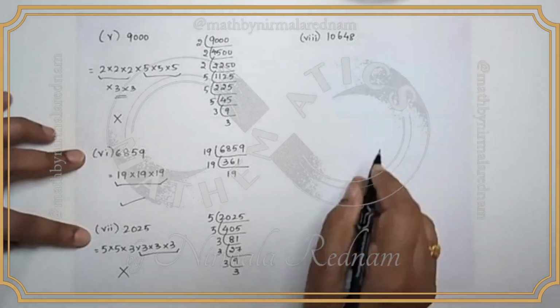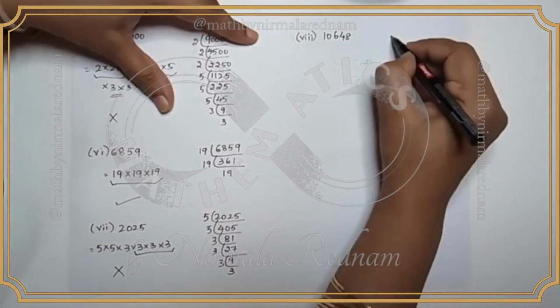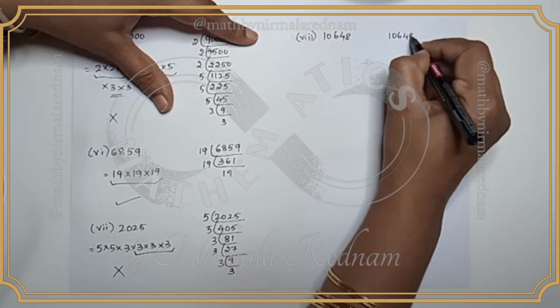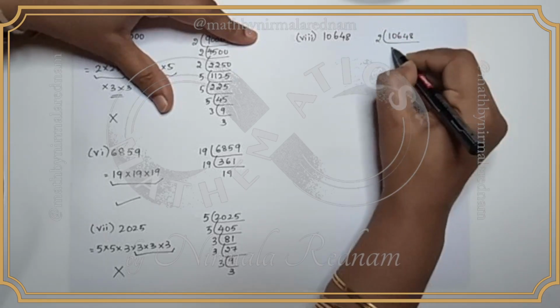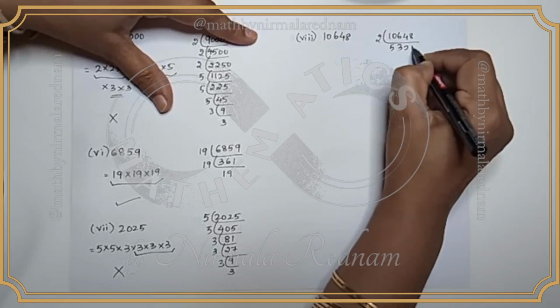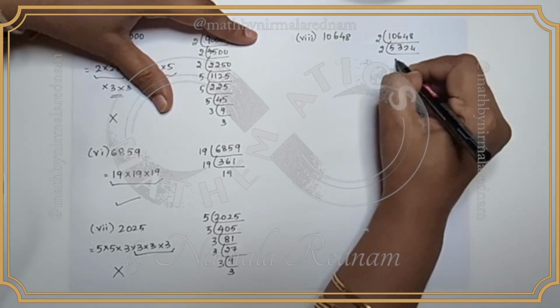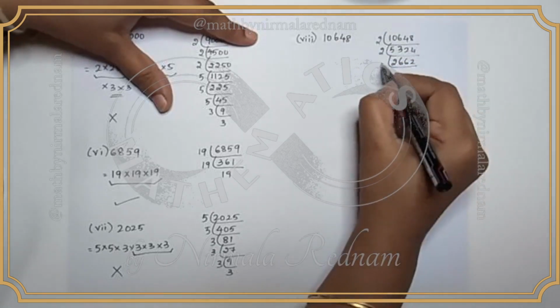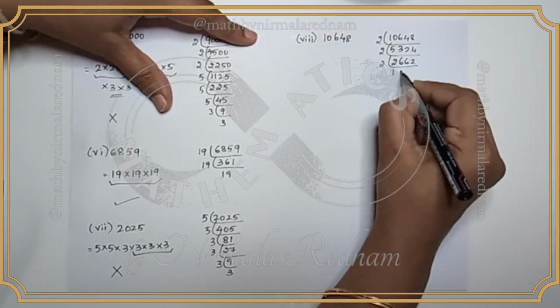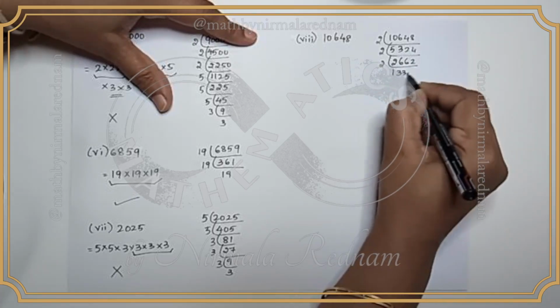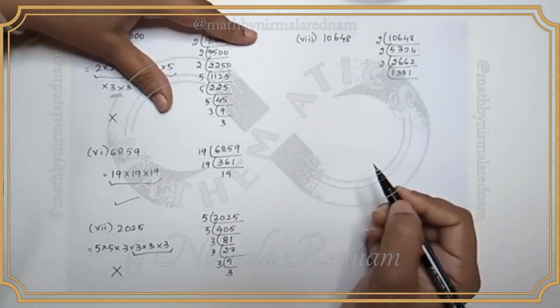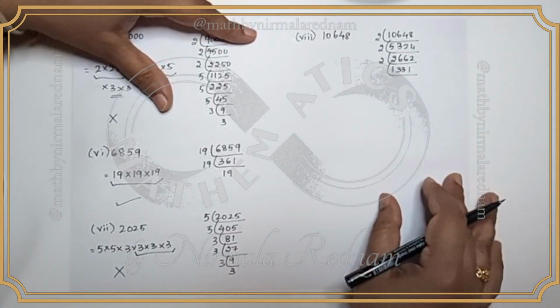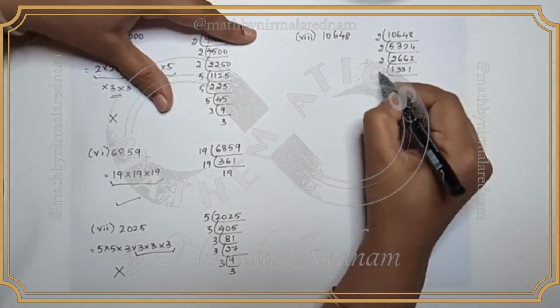10648. So it's a 5-digit number and it is an even number. So I'll start with 2. 5 3 2 4, 2 6 6 2, right? 1 3 3 1. Now here again, like I said, if it's noted to you already, then you'll see that this is actually 11 cube.